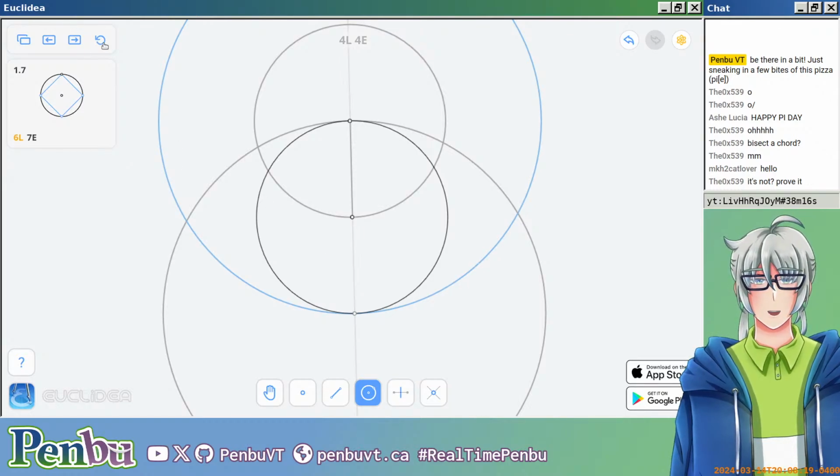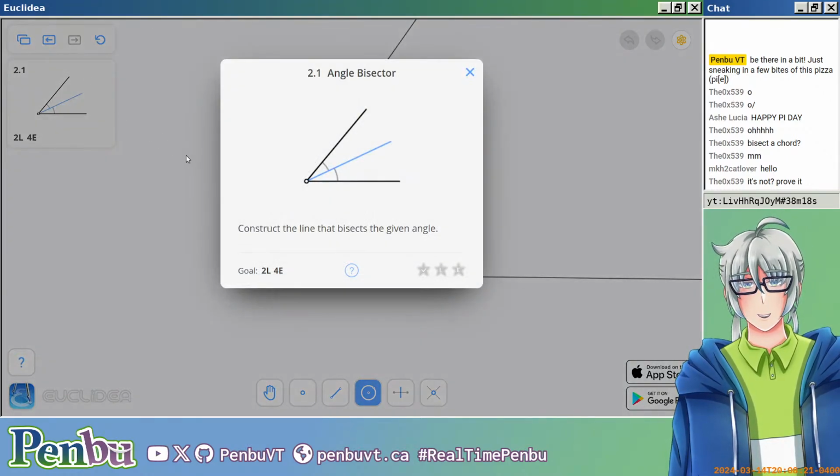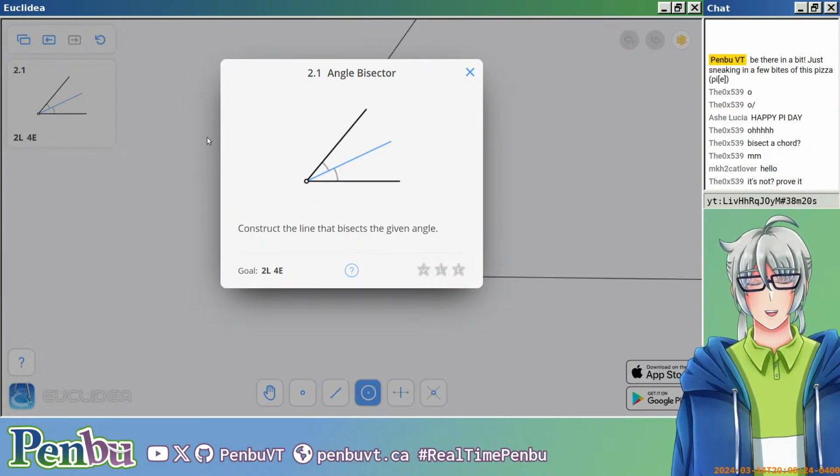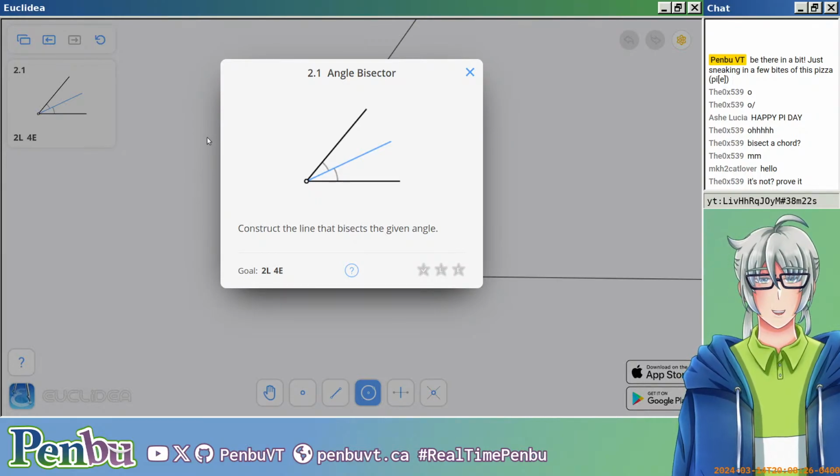Okay, we're gonna come back to this. Move on. Angle bisector. Construct the line that bisects the given angle.